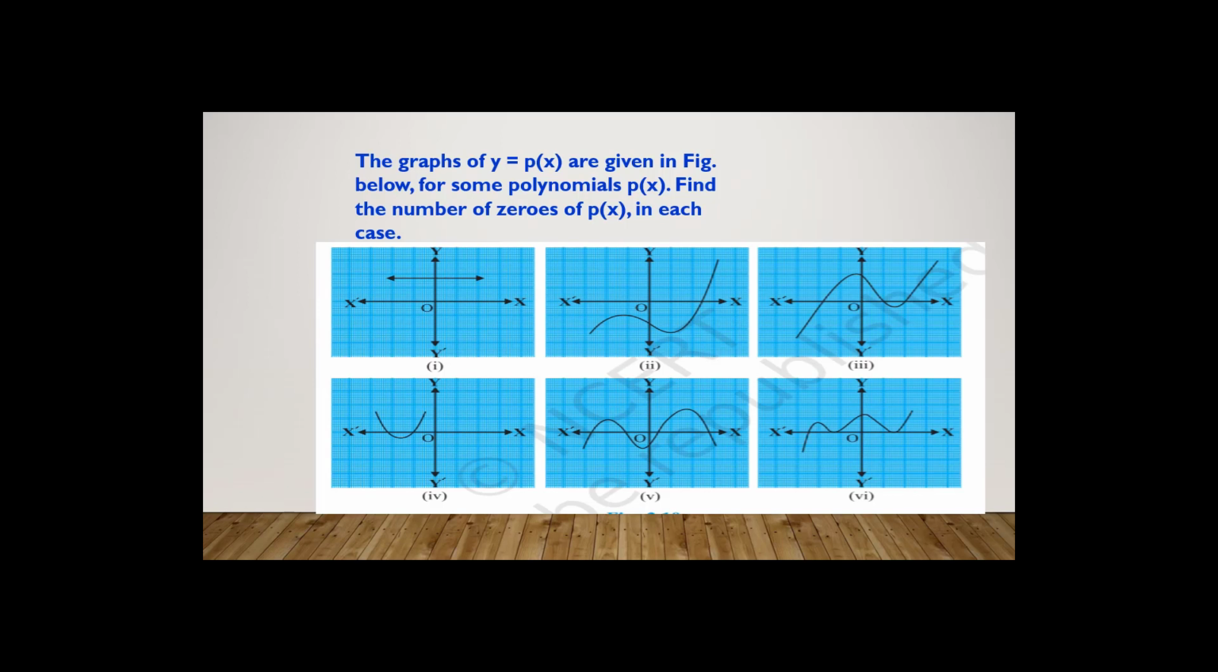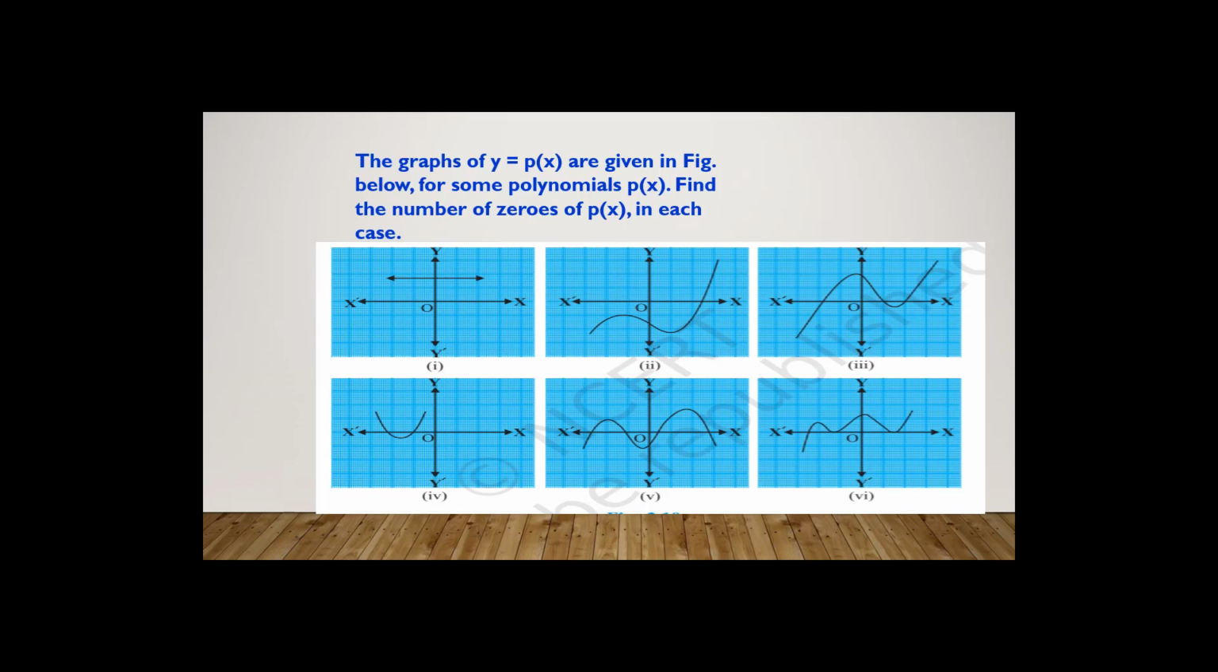Very good. I hope you had finished with your answers. Now we will check your answers. In the first case, the number of zeros is 0 because it is not intersecting the x-axis at any point. Yes, it is intersecting, but it is intersecting the y-axis, not the x-axis. So the number of zeros is 0.